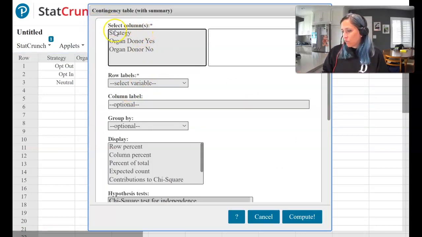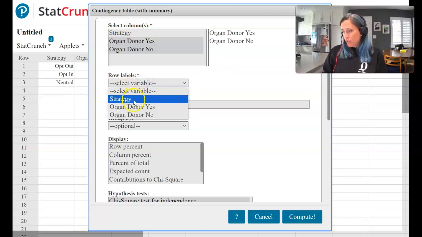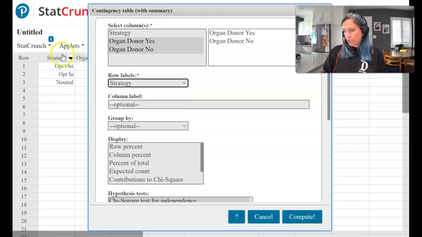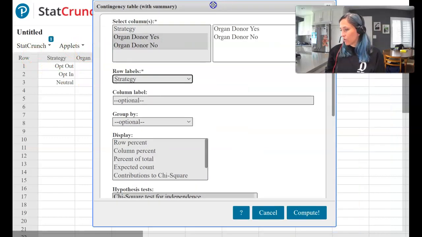And then it has, where are our columns? Well, the actual numbers are an organ donor yes and organ donor no. And then my row labels, I put into that strategy column. So this is going to give me two columns. It's going to basically create a contingency table that looks just like what I have here in StatCrunch.